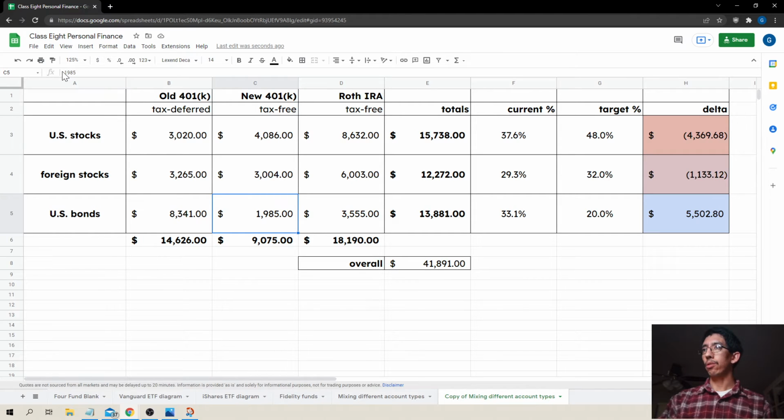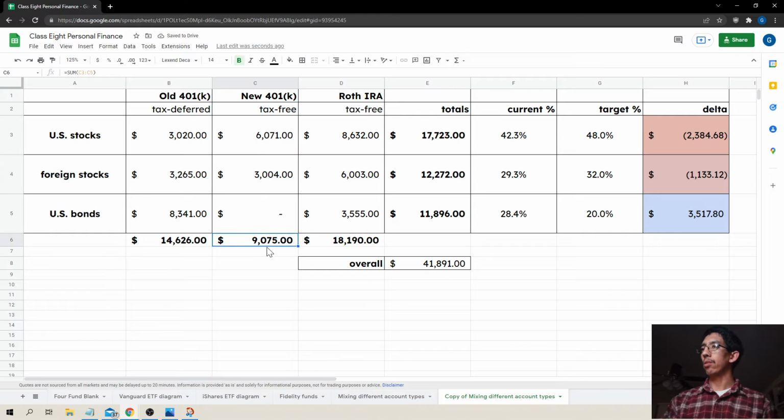So we would say within the new 401k, we want to move 1,985 into, let's just say, US stocks, because the US stocks are lagging the most. So just remember that number, 1,985. We can come up here and have it do the math for us. 1,086 plus 1,985, which equals this new number.